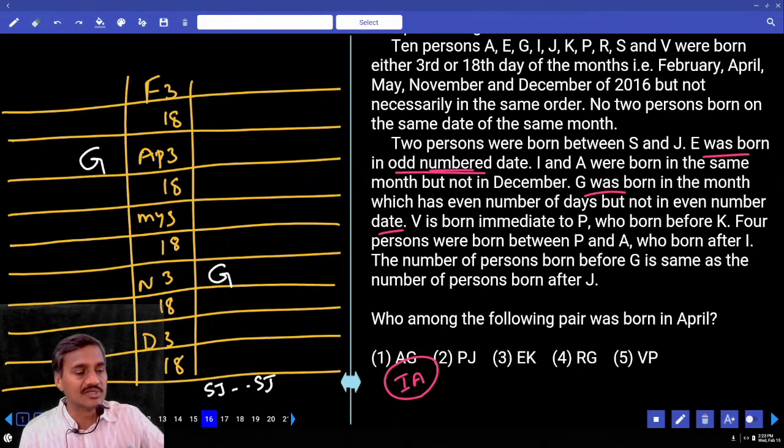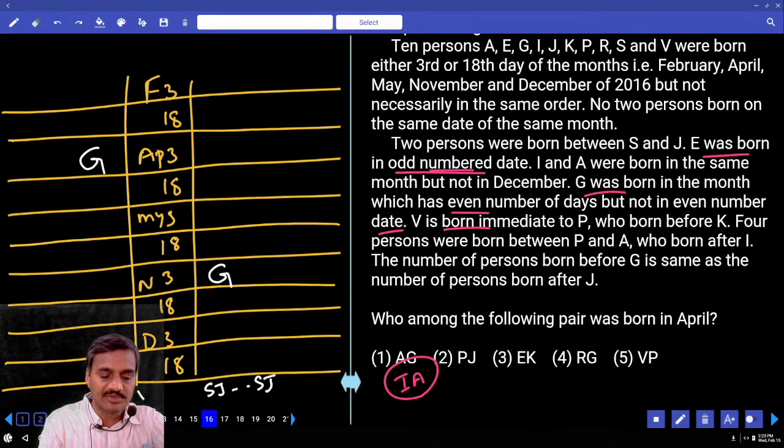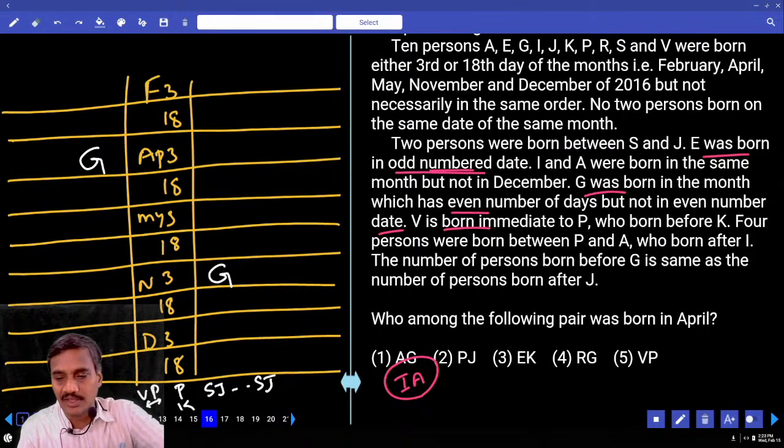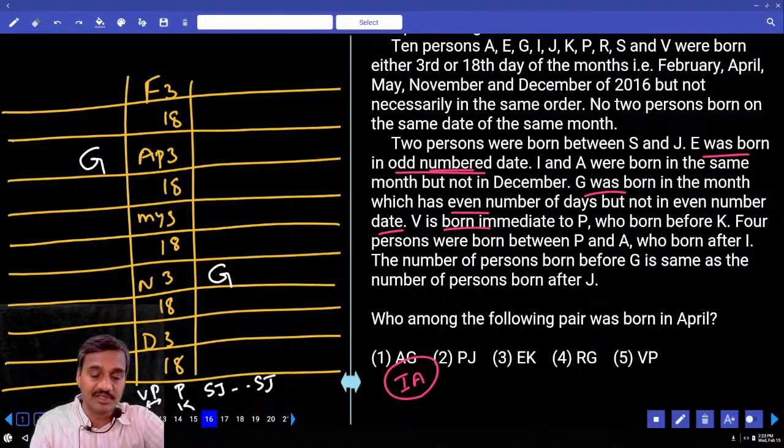Now if G is here, what other information do we have? Any information related to G? No. V is born immediately next to P, that means V and P are adjacent to each other. And P was born before K. And 4 persons were born between P and A. A was born after I.